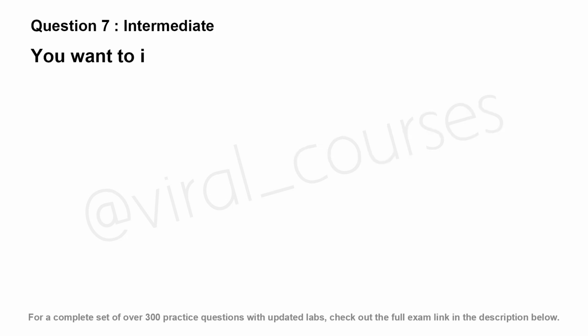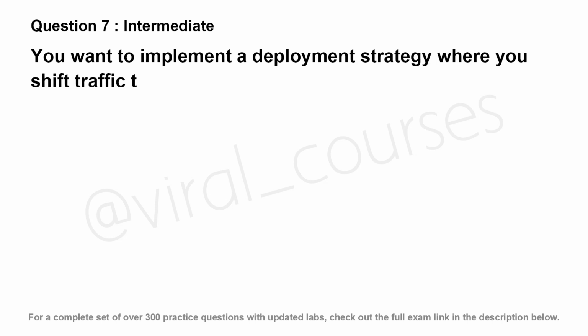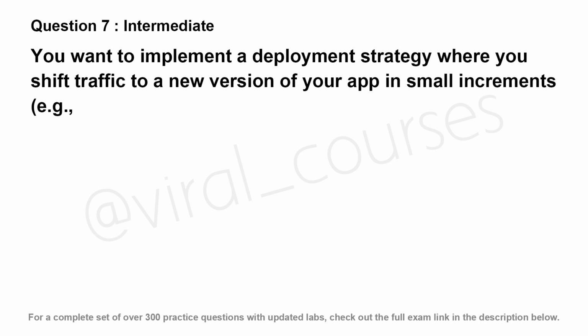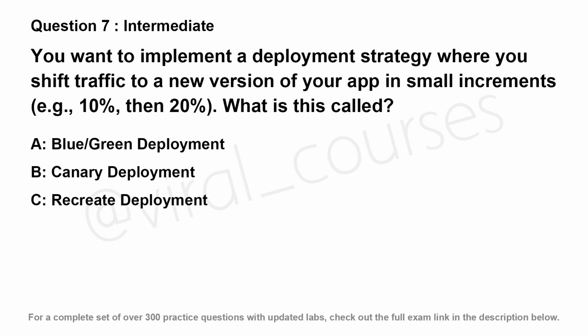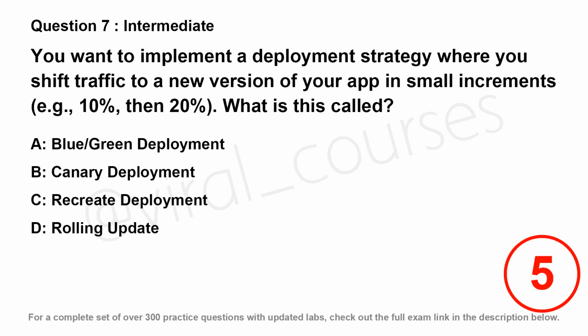You want to implement a deployment strategy where you shift traffic to a new version of your app in small increments, e.g., 10%, then 20%. What is this called? Option A, blue-green deployment. Option B, canary deployment. Option C, recreate deployment. Option D, rolling update.